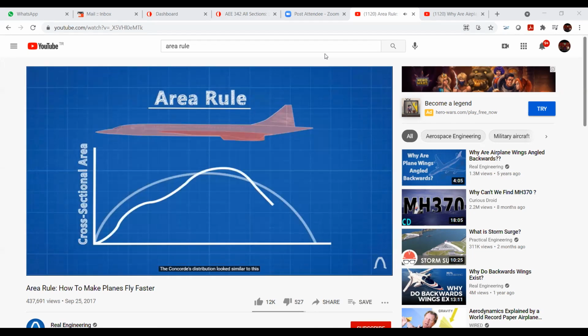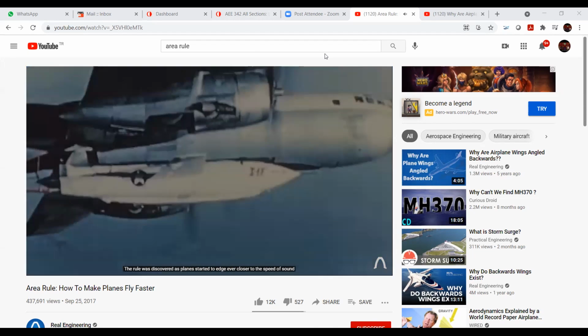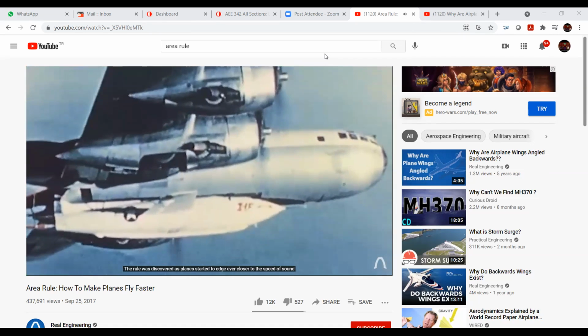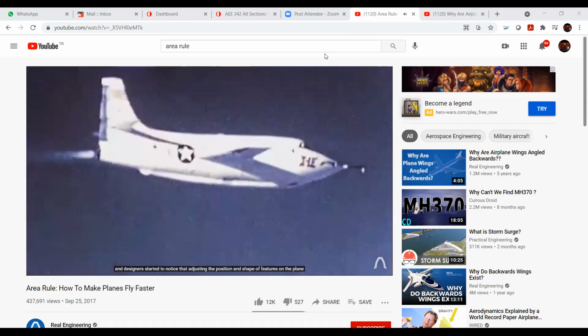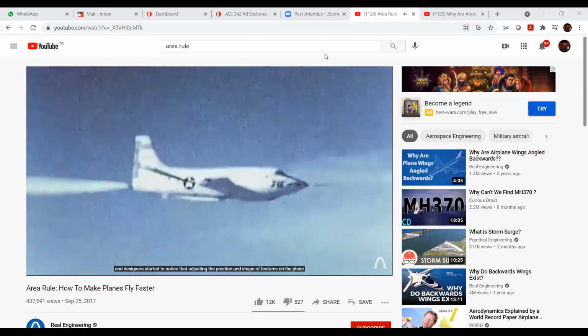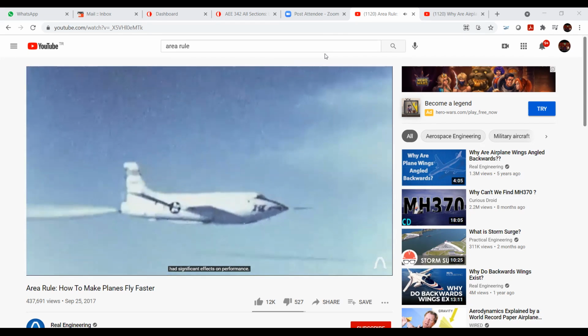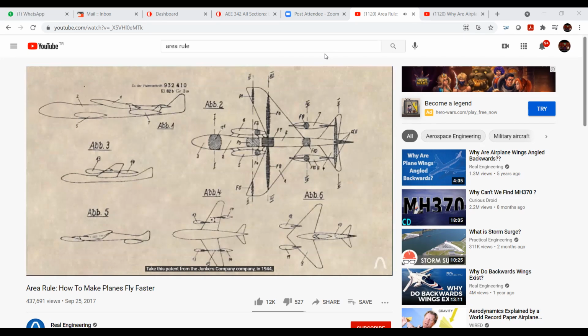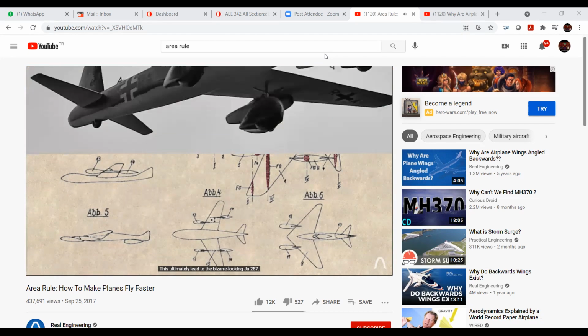The Concorde's distribution looks similar to this, and could have been closer to the ideal had they tapered the fuselage over the wing, but more on that later. The rule was discovered as planes started to edge ever closer to the speed of sound, and designers started to notice that adjusting the position and shape of features on the plane had significant effects on performance. Take this patent from the Junkers company in 1944, showing obvious attempts to experiment with the distribution of cross-sectional area along the length of the plane, with the cross-sectional areas highlighted here. This ultimately led to the bizarre-looking Ju-287.